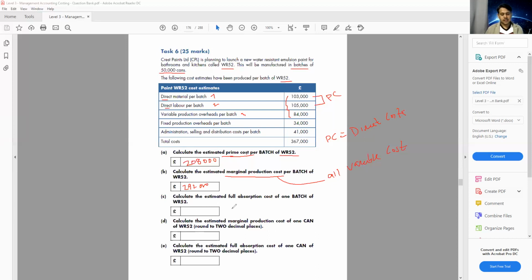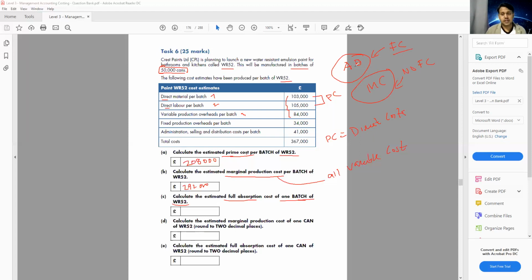The next one we have, calculate the estimated full absorption cost of one batch. So they're asking for the full estimated cost of one batch. One batch means 50,000 cans. When I say full cost, it means absorption costing. Even if the question says full cost, you have to understand the question is asking to calculate the absorption cost. The difference between absorption costing and marginal costing is that inside the absorption costing, there is a portion of fixed cost. Inside the marginal costing, there is no fixed cost. This is the main difference, isn't it?